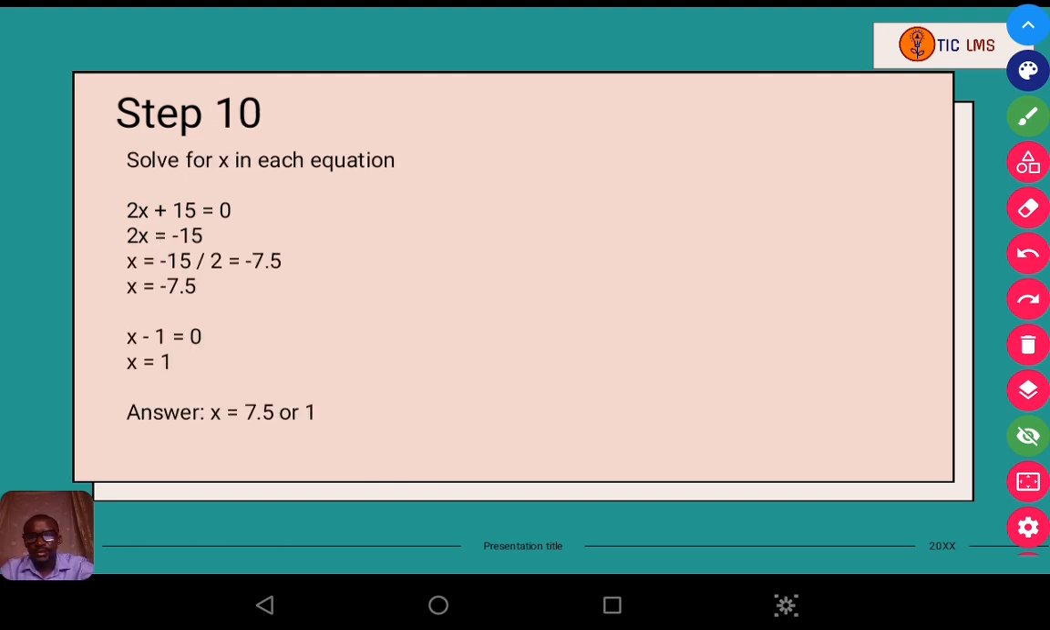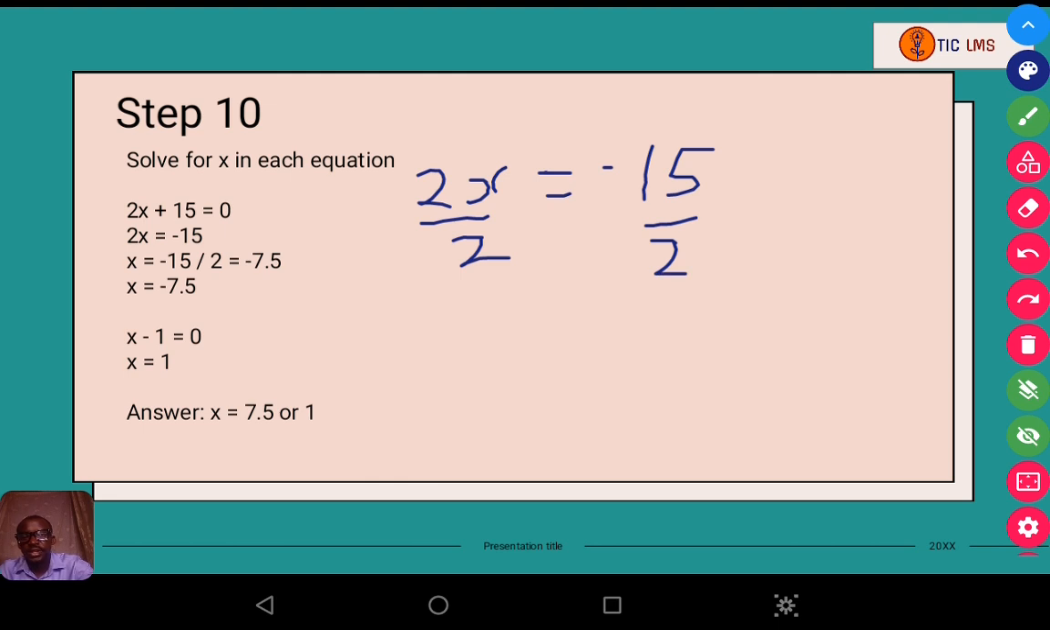So look at the first thing here. Here we have 2x plus 15 equals to 0. Now we want to find the value of x, so you take the positive 15 from the left hand side, you take it to the right hand side, that becomes negative 15, and then you have your 2x equals negative 15. So what you do is, to find the value of x, you divide both sides by 2, okay, and then you're going to have negative 7.5. So by the time you do that, you're going to have your x equals to negative 7.5.